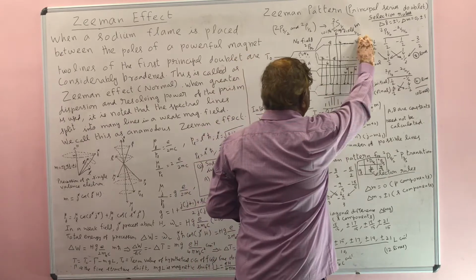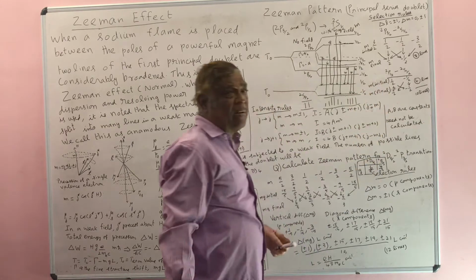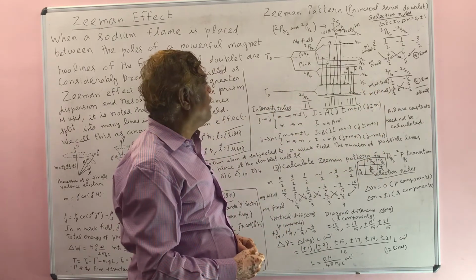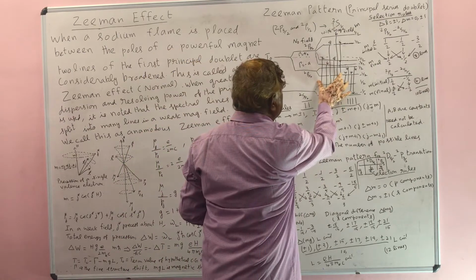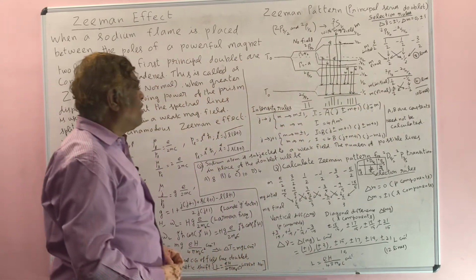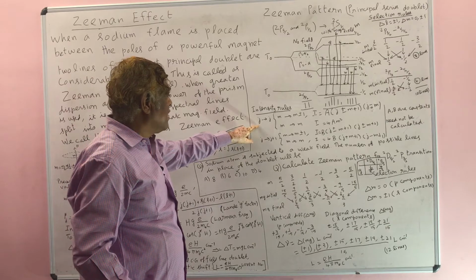From M equal to 3/2 to M equal to minus 1/2, the transition is not possible because delta M is equal to 2. So it is not allowed. So here you are getting 6 lines and here you are getting 4 lines. Now let us calculate the intensity of these lines.